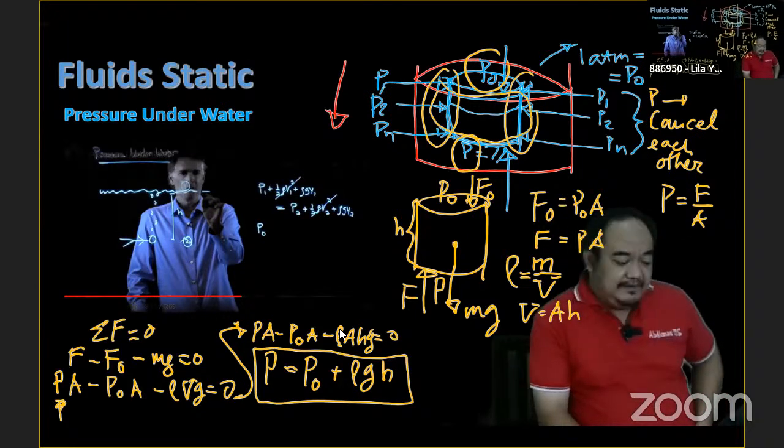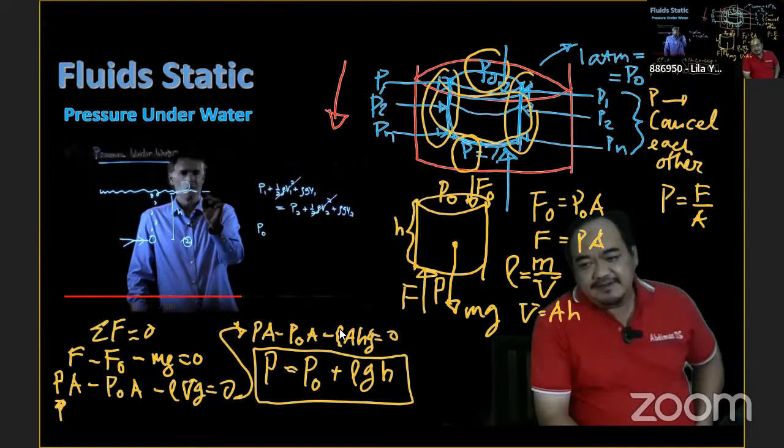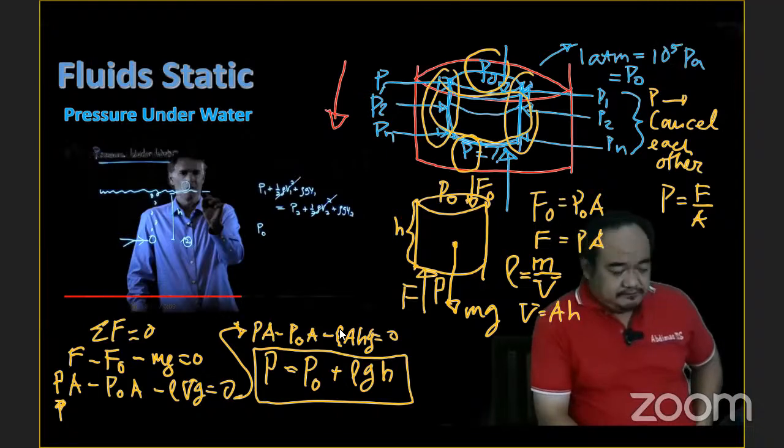Okay, this is the other derivation of how to obtain the pressure under water instead of using Bernoulli's equation. Because in Physics 1 you will learn about Bernoulli's equation in fluid dynamics later. Any question, everyone? Not yet, sir. Okay.